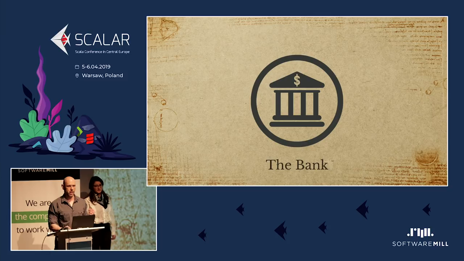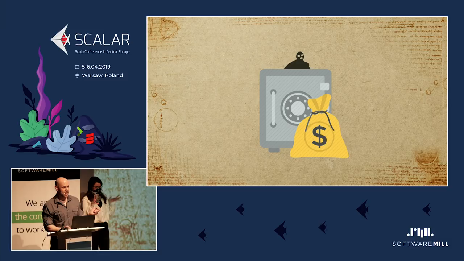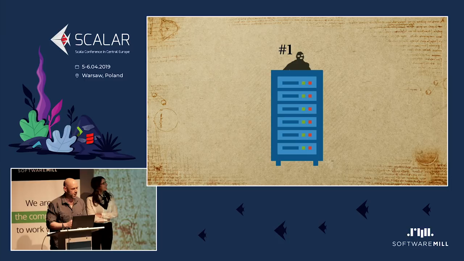And this bank had a lot of money in its vaults. So much money, in fact, that it attracted the attention of a thief. And not just any thief, mind you, but a thief so legendary, he, or she, was known only by the hacker alias Number One. Now, some thieves like to pick locks, and others like to use brute force to break into a place, but not Number One. Number One is a hacker extraordinaire.